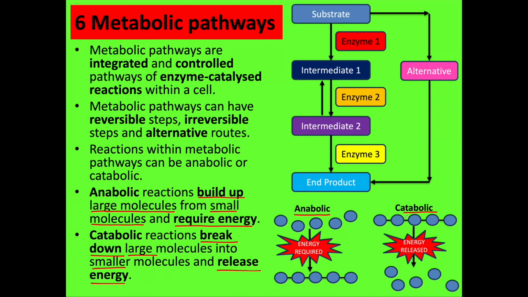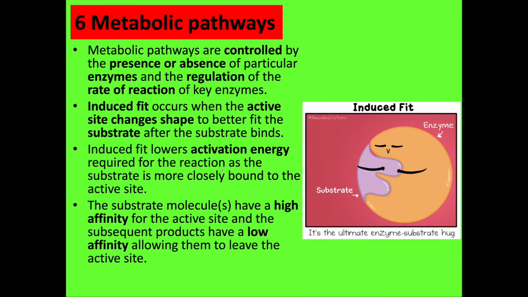Okay, so hopefully all of that makes sense. Metabolic pathways are controlled by enzymes. We have reversible, irreversible, and alternative routes, and our reactions can either be anabolic or catabolic, and we need to know the difference between those two for our exam. Metabolic pathways are controlled by the presence or absence of particular enzymes and the regulation of the rate of reaction of key enzymes. So what does that mean? Well, if the enzyme is present, the reaction and the pathway are going to proceed and they're going to go faster. If the enzyme is absent, then obviously that pathway will come to a halt.